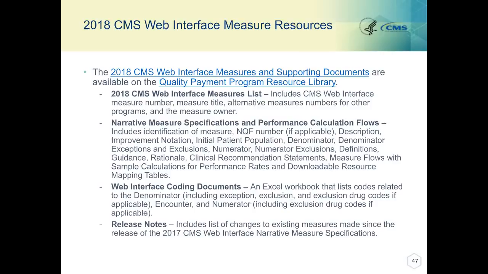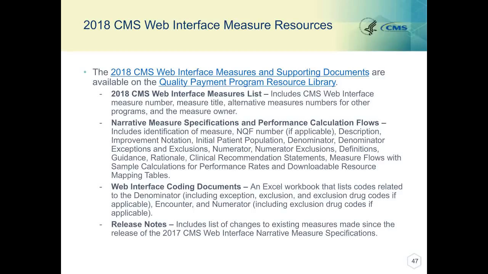They include the measure ID and name, the NQF number, if applicable, the measure description, and improvement notation. They provide the specifications for patient population, denominator, denominator exceptions and exclusions, numerator, numerator exclusions, definitions and guidance, rationale, clinical recommendations, and measure flows with sample calculations for performance rates, as well as downloadable resource mapping tables.